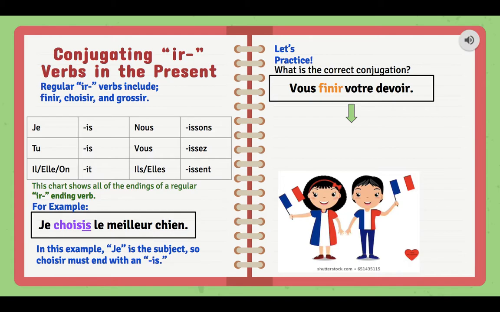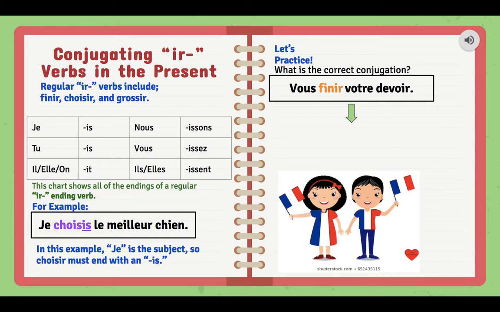If the subject is nous, the verb should end with issons. If the subject is vous, the verb should end with issez. And if the subject is ils or elles, the verb should end with issent. This chart shows all of the endings of a regular IR ending verb.